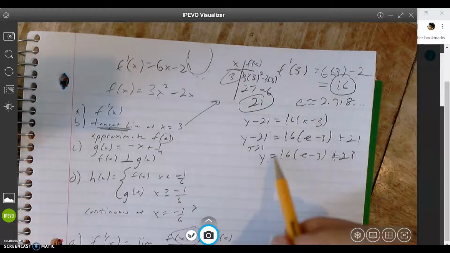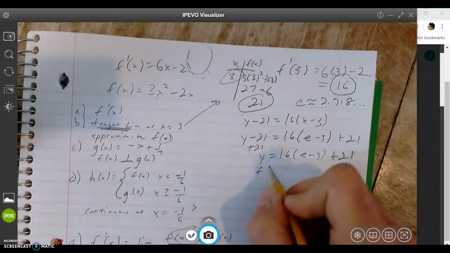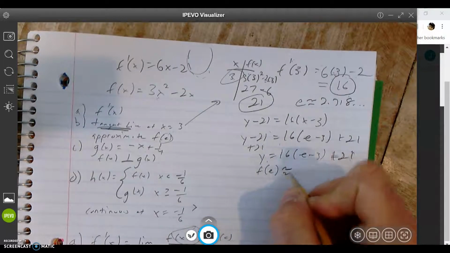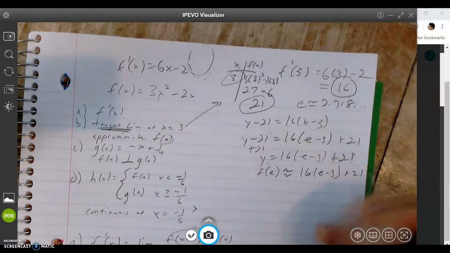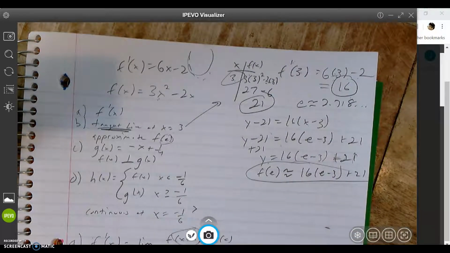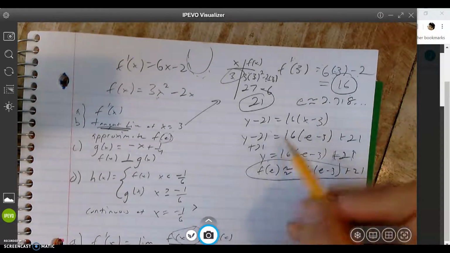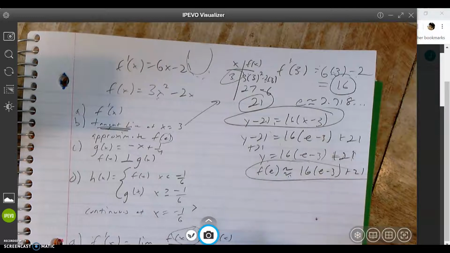So if the tangent line equals this, that means the curve approximates that. So f of e is approximately whatever this is when you plug it in the calculator. But you don't have to plug in the calculator. You can just leave it like that and you're good. There we go. Alright, so that's part B. So you need to have this. This is your tangent line. You need to have this approximation for part B.